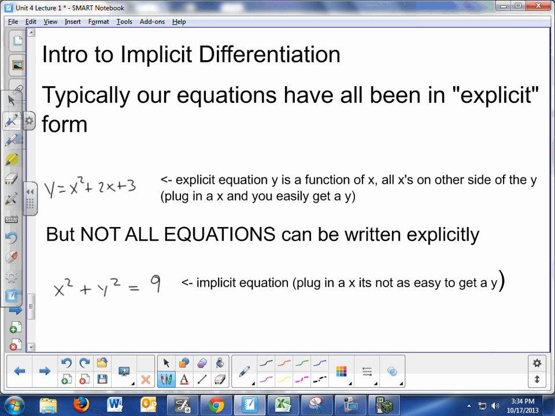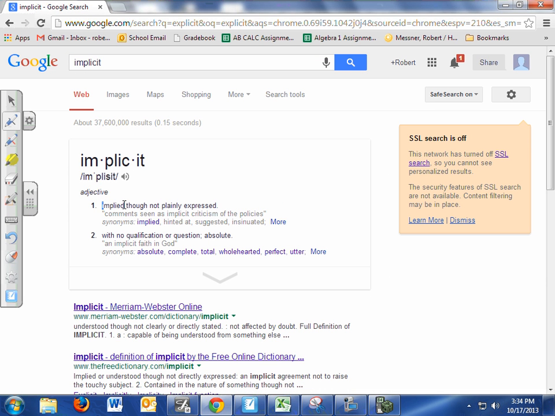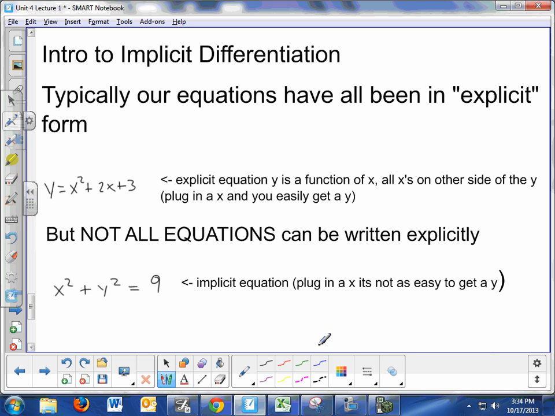So explicit, stated clearly. Implicit, an implicit function is implied though not plainly expressed. Okay? An implied function. This is an implicit equation. This is not a function. What will this equation produce a graph of? A circle, correct. Circles are not functions. It's a circle with a radius of 3.